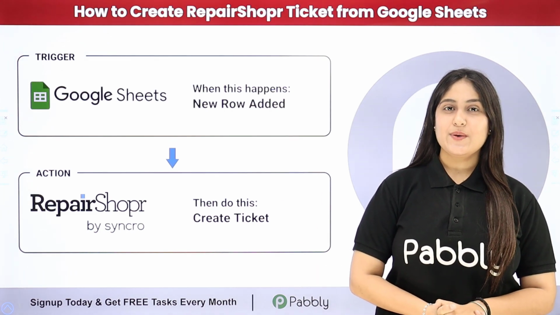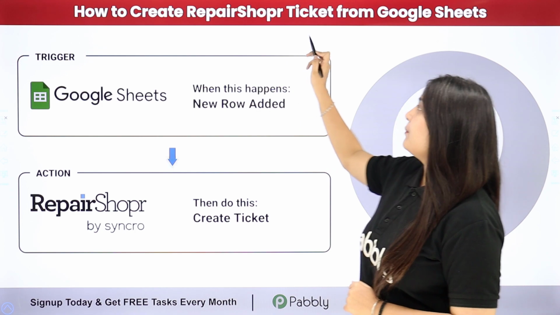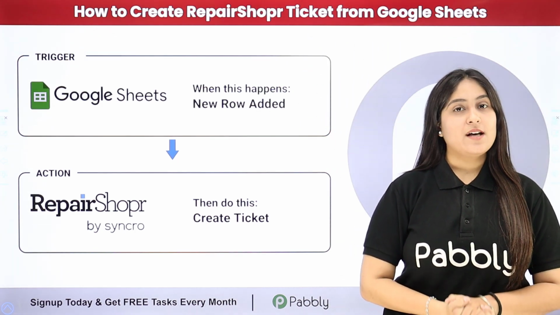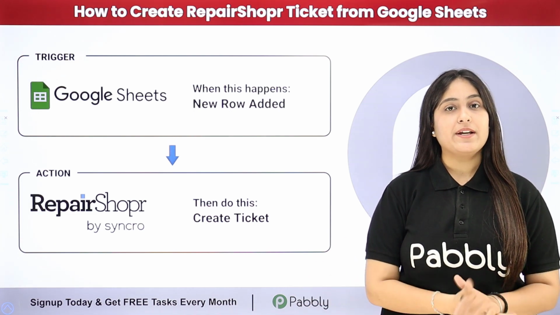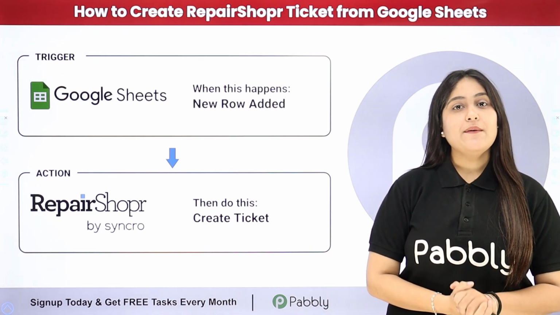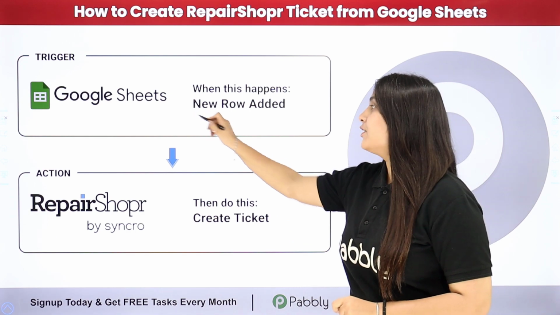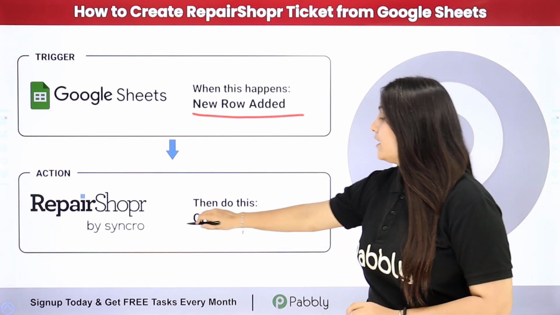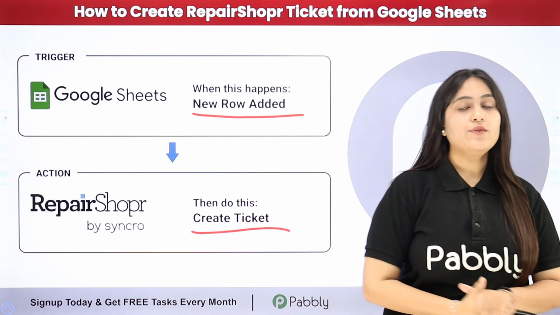So in this video we are going to understand how to create a RepairShopr ticket from Google Sheets. I am the owner of a software repair service and I receive multiple repair requests from my customers. In this case, I want that whenever I add a new detail in my Google Sheets, then automatically, using that detail, a new ticket should be created in my RepairShopr account.